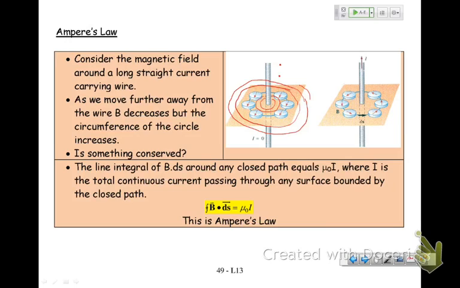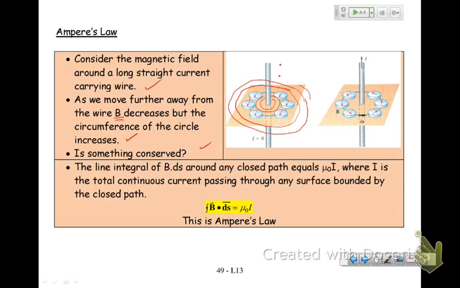So we consider a magnetic field around a long, straight, current-carrying wire. As we move further away from the wire, the magnetic field strength B decreases, but the circumference of the circle increases. Is something conserved? We say a line integral of B dot ds around any closed path equals a constant, mu naught times the current I flowing through the wire, where I is the total continuous current passing through. And it's really any surface.